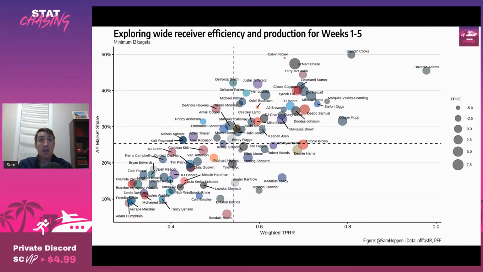And where they're nearly identical is with respect to WOPR and weighted targets per route run. So Claypool has a 0.6 WOPR. Johnson has a 0.62 WOPR. Claypool has a 0.69 weighted targets per route run, and Johnson has a 0.68 weighted targets per route run. So these two are pretty even, with I think Johnson having the slight edge because he may have more consistent volume, but Claypool each week is just a blow-up game waiting to happen.